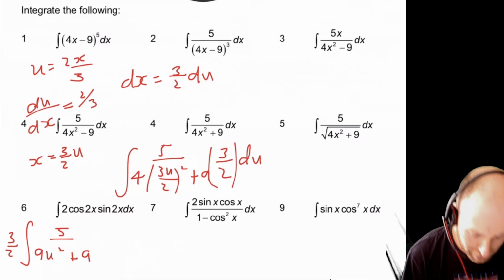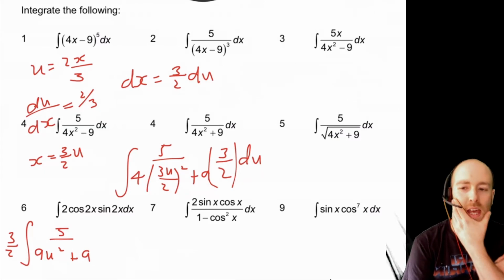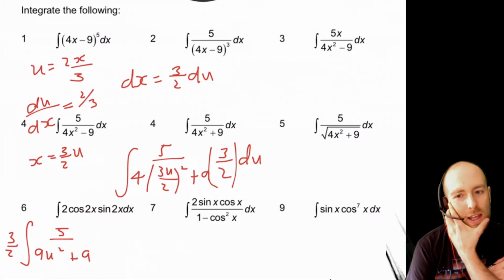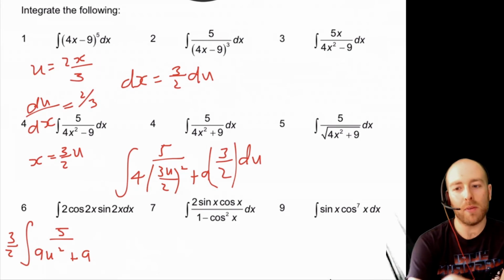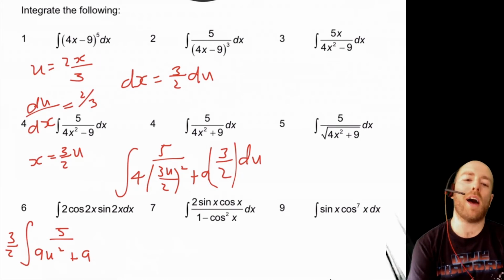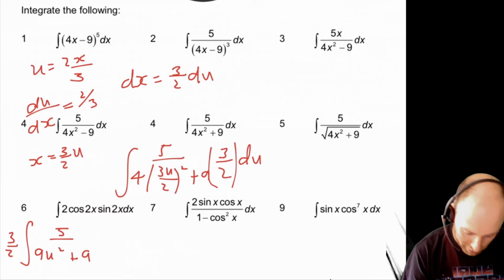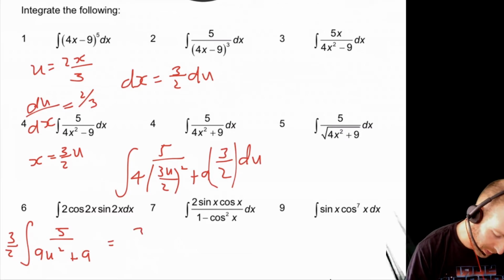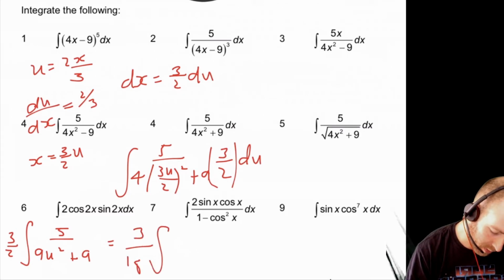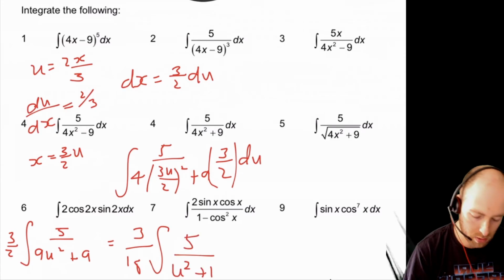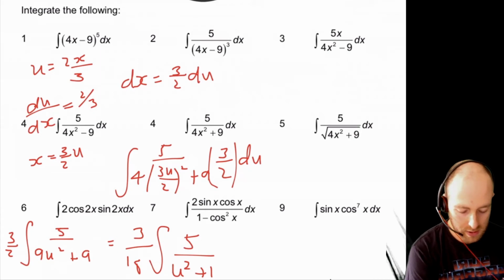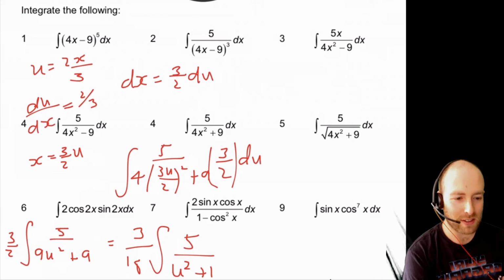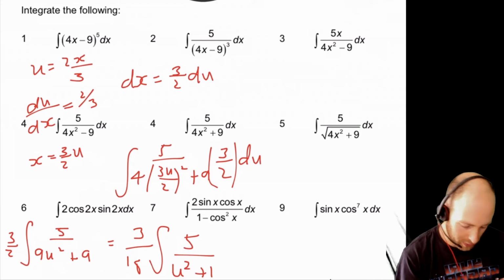I don't really see how that is any better than where we started, apart from we have 9 in both terms now. Okay, yeah, no, cool. So we're going to take out a factor of 9 and make it 3 over 18 integral of 5 over u squared plus 1. Yeah, that is clever. That's very specific though. But yeah, well found, Molly.